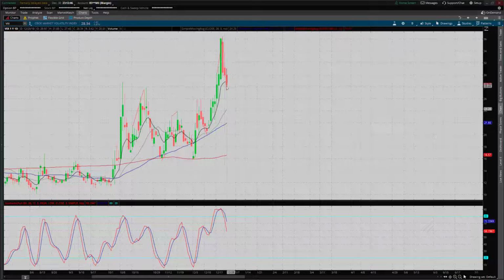And now VIX has pulled back a little. But if we have another leg down here soon on the indices, we should see VIX do another leg up and potentially get into the 40s or so. We'll see.